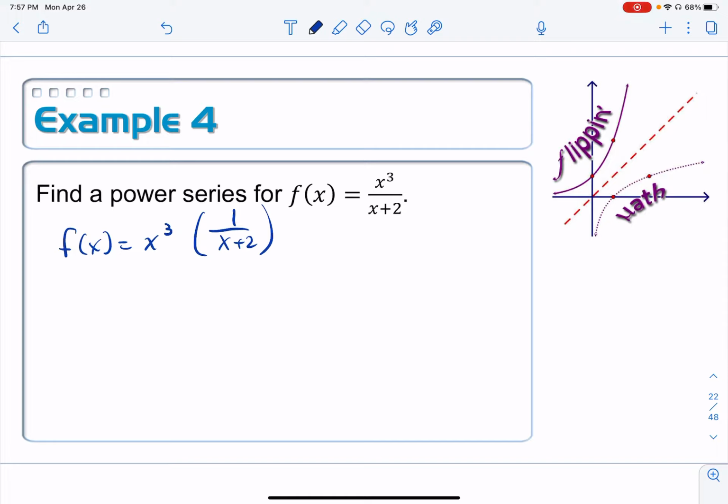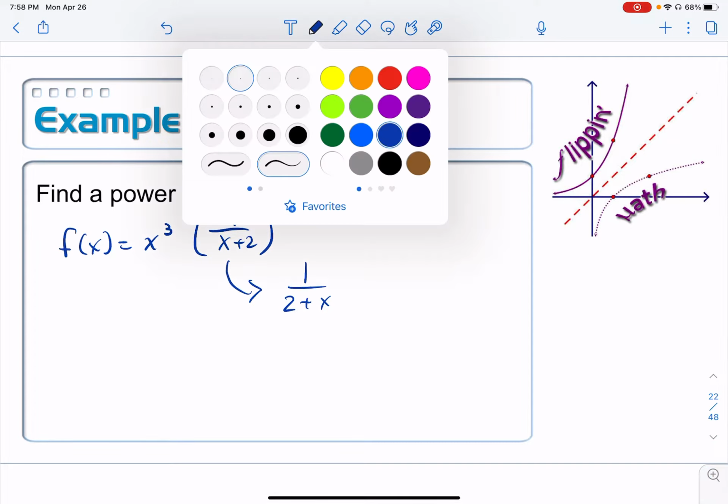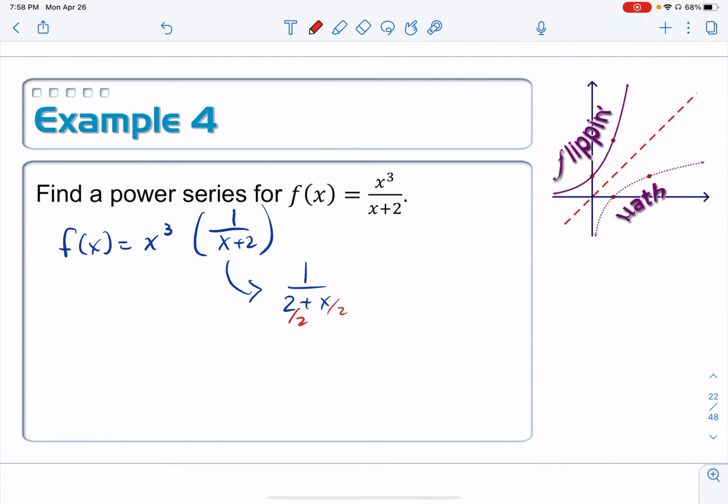Have we done that one? No, it was a 4 over there. All right, so I'm going to leave this alone and then just find the power series for this guy here by rewriting it. 1 over, I'm going to switch the order, 2 plus x. I'll have to divide everything by 2.